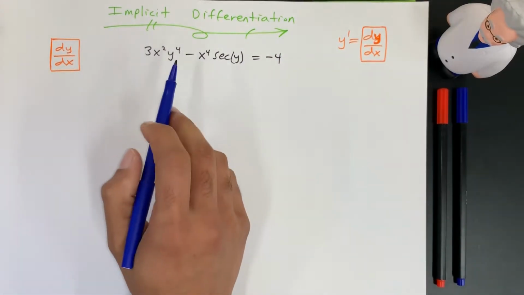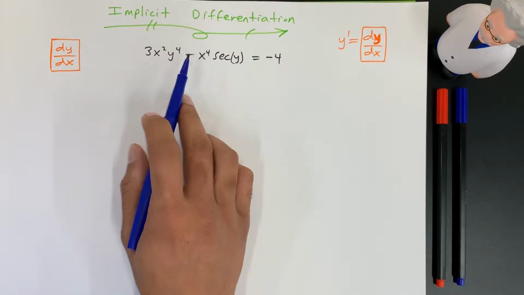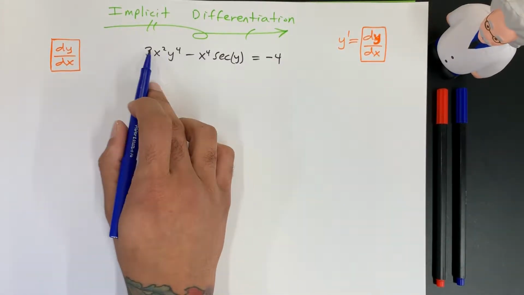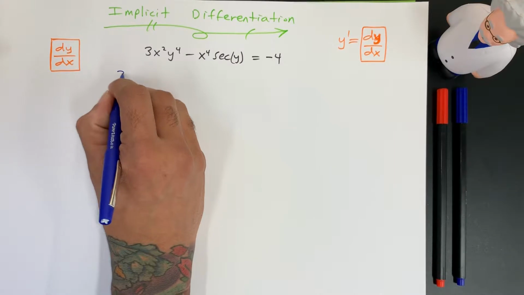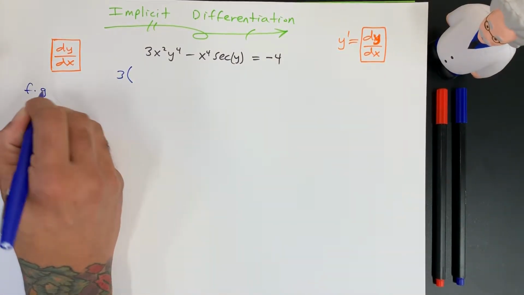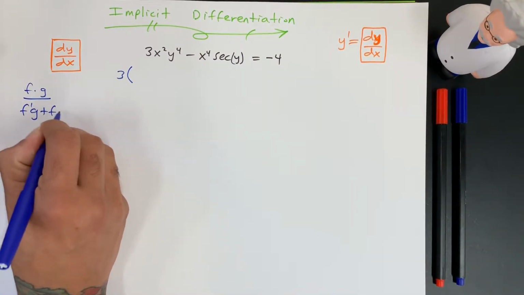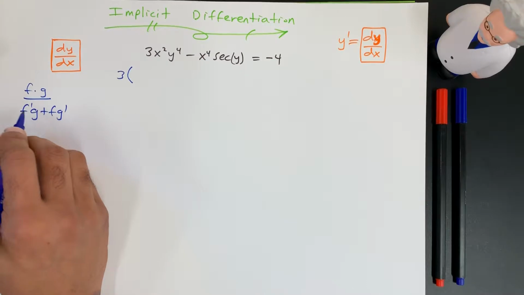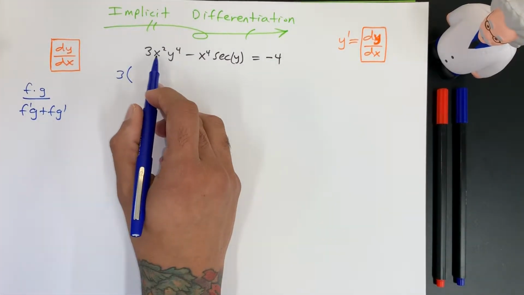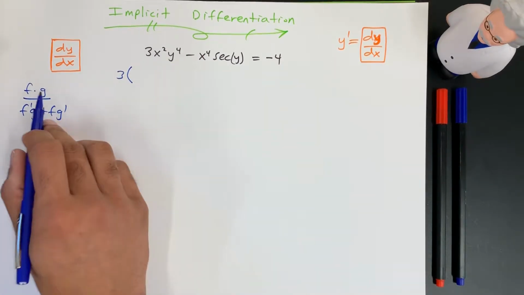Okay, so we have an x and a y, so we need to do product rule, okay? So I'm gonna leave this 3 out, okay? And this is the product rule. We got f times g, and so the product rule is f prime g plus f g prime, okay? So I labeled x squared as my f times y to the 4th, which is my g.